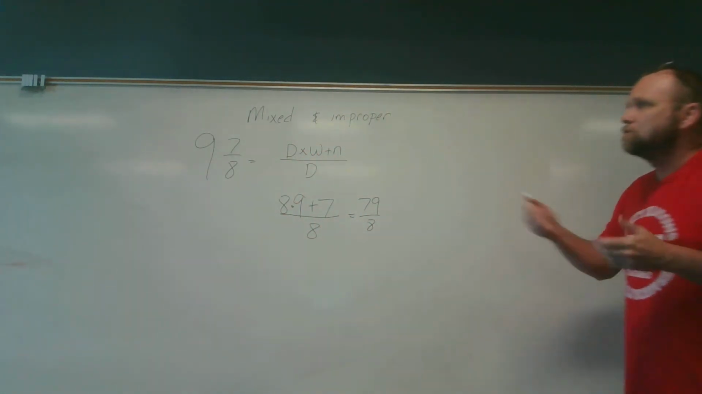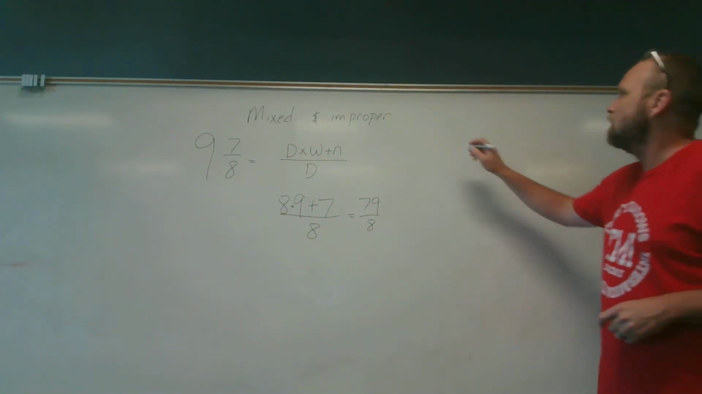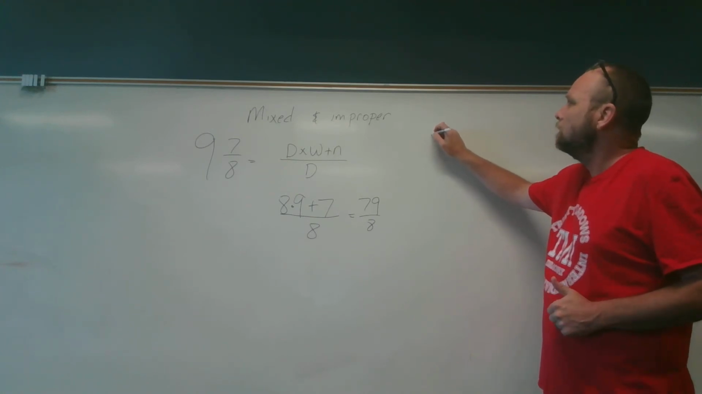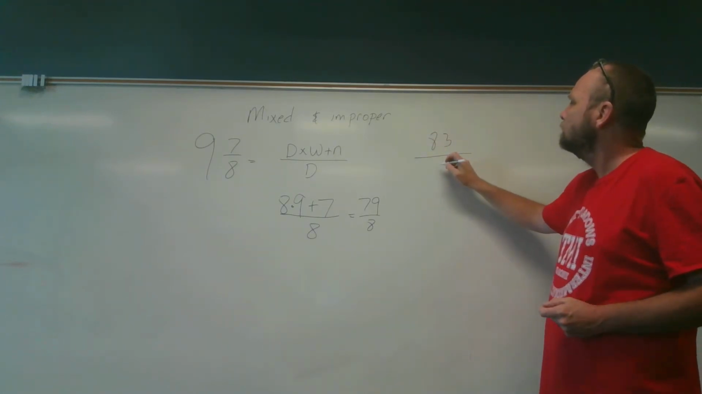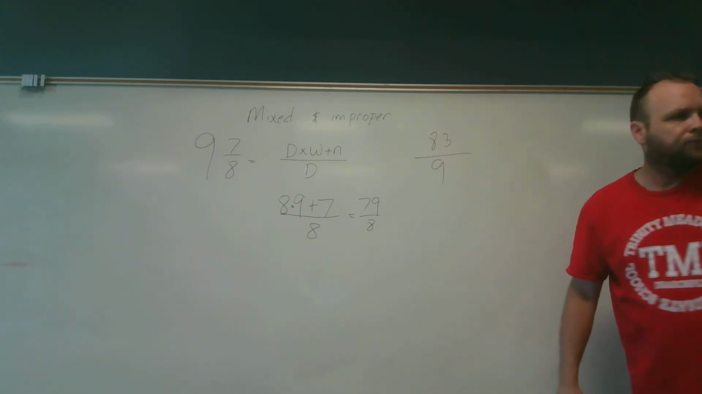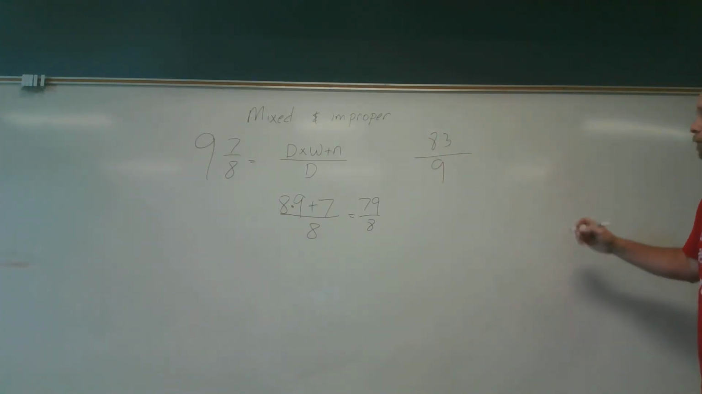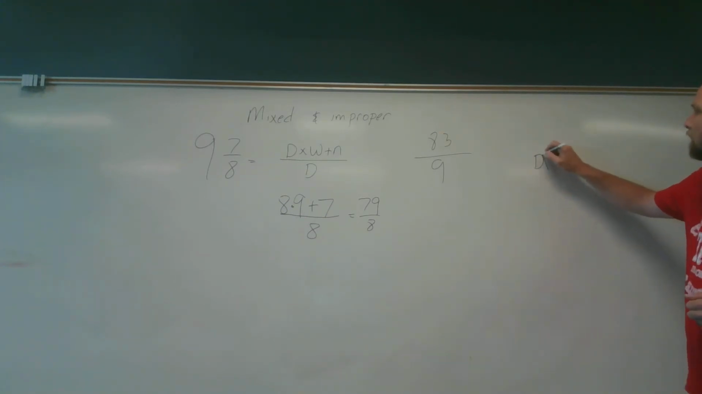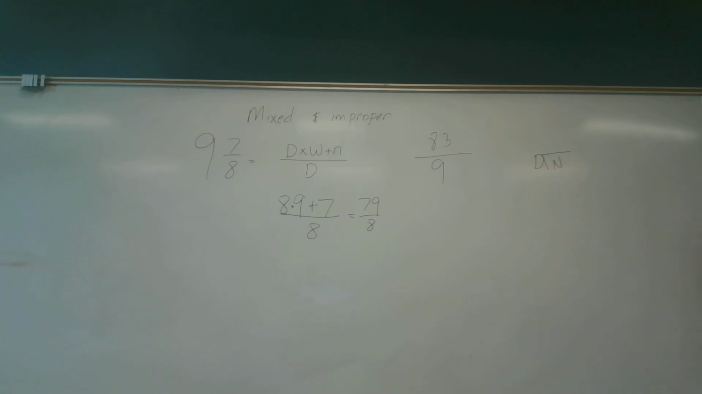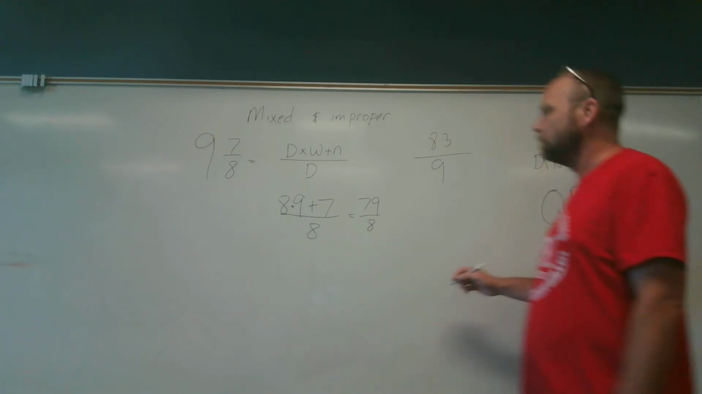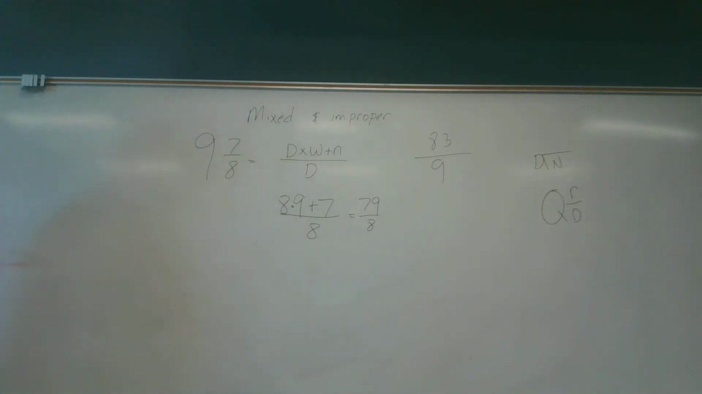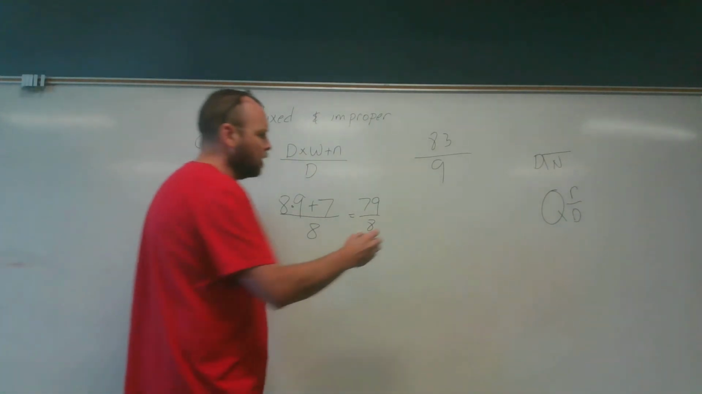Let's look at changing from an improper fraction to a mixed number. So let's take 83 ninths. How do you do this? You divide your denominator into your numerator. Your quotient is going to be your whole number. Your remainder is your numerator, and your denominator stays the same. So let's look at what that looks like. Gus, what is that going to look like? I don't want the answer, I want to know how to get the answer.